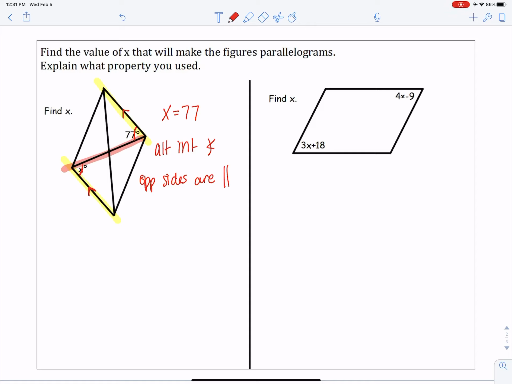Okay, on the next problem, I'm going to use the property that opposite sides are congruent. Not opposite sides, opposite angles. Opposite angles are congruent, so I can say 3x plus 18 is equal to 4x minus 9 and solve. And when I do that, I get x is equal to 27. So that one was pretty easy.